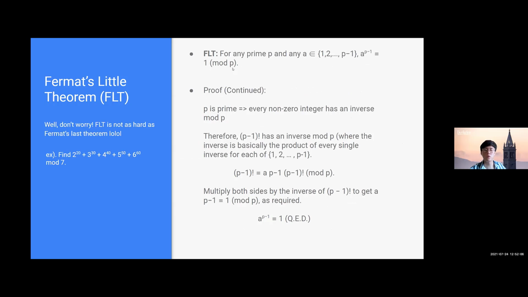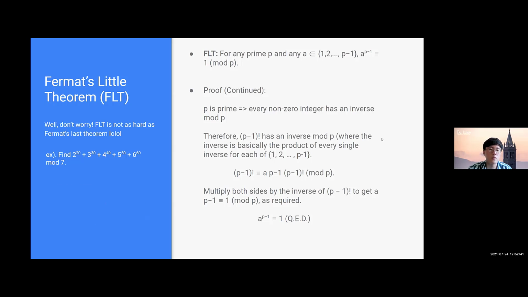So what you do is you set up this equivalence. P minus 1 factorial is congruent to A to the P minus 1 times P minus 1 factorial. If you multiply both sides by the inverse of P minus 1 factorial to get A to the P minus 1 equivalent to 1, well, it's done, right? But the pretty important thing here is that P minus 1 factorial certainly has an inverse mod P, because its inverse is basically the product of the inverse of each of 1, 2, up to P minus 1. Because P is prime, every non-zero integer has an inverse mod P.